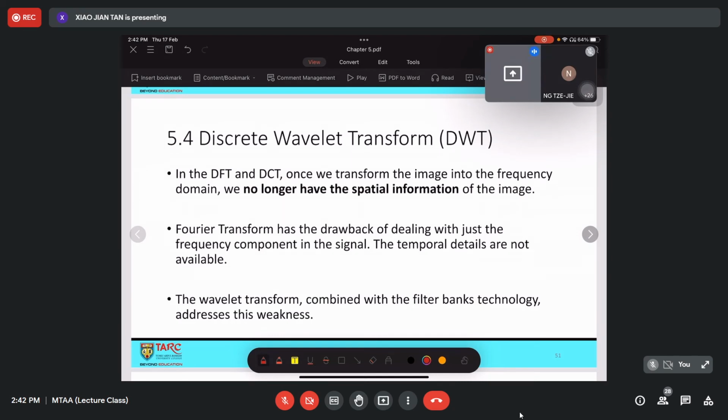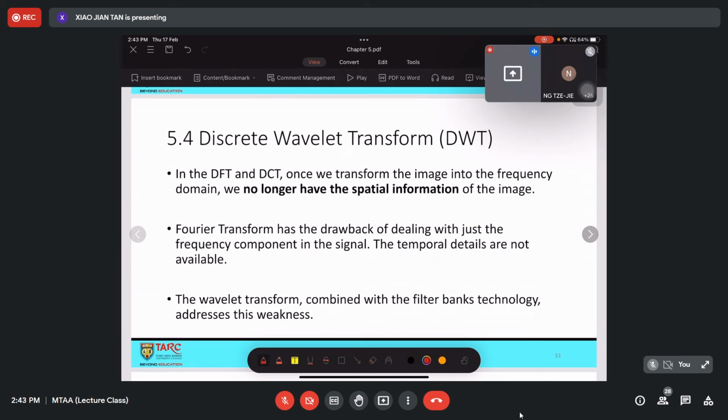The benefits of DCT against DFT is that the DCT is much simpler and has fewer coefficients to calculate. So the overall computation method is easier for DCT as compared to DFT. Okay, and DWT has another advantage over the DFT and DCT.